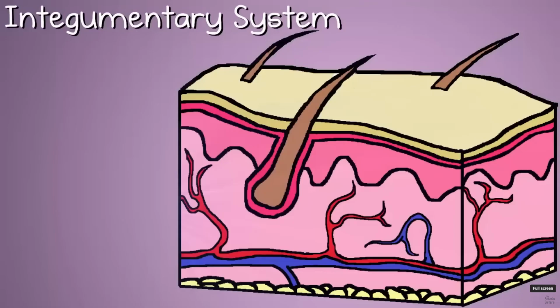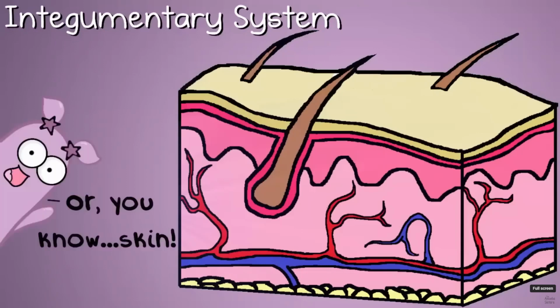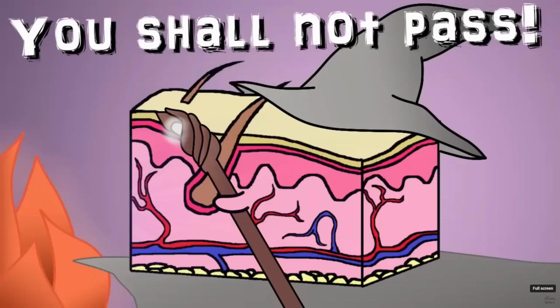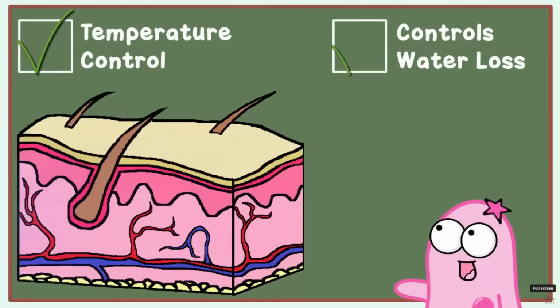Okay, number 5, the integumentary system. This long, fancy word is appropriate for your largest organ, your skin. Your skin helps protect your organs from outside damage. It helps with temperature regulation and from losing precious water.